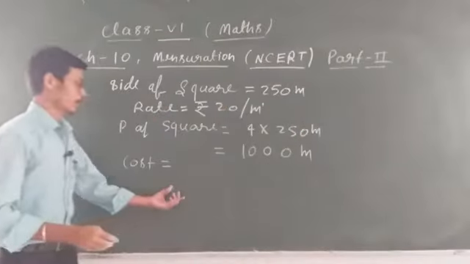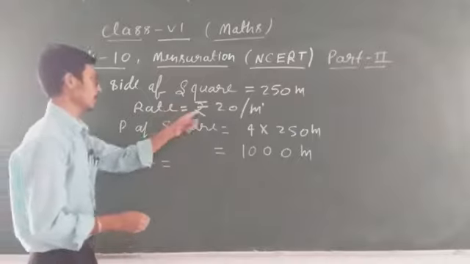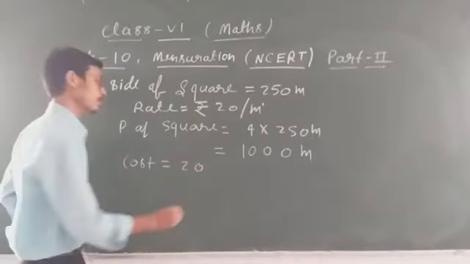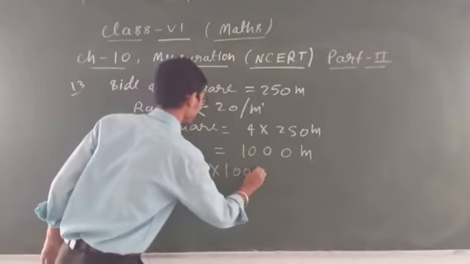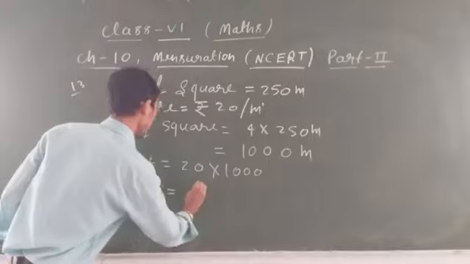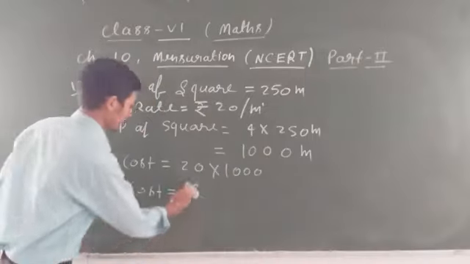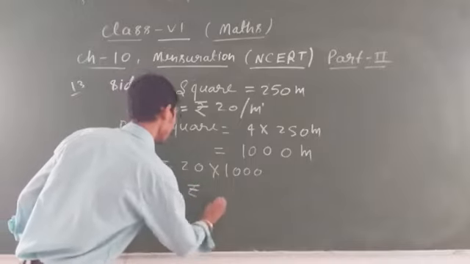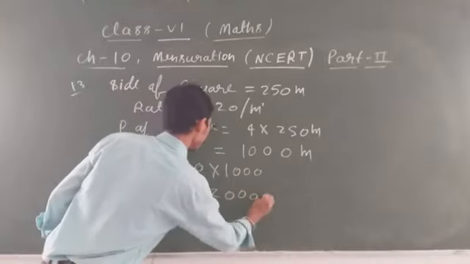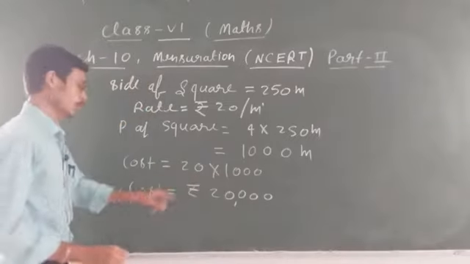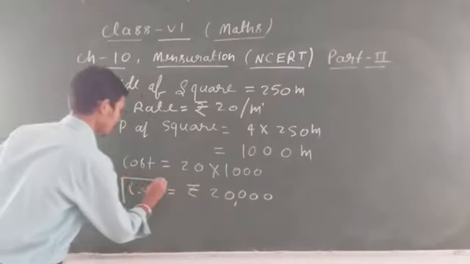Okay. So cost is given as rate 20, so write down 20, and total perimeter is 1000, so write down 1000. So cost will come rupees 20,000. Clear? 1 10 100 1000 10,000. So this is your solution of the given question.